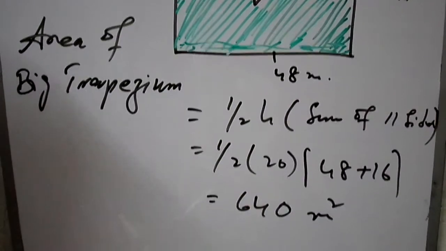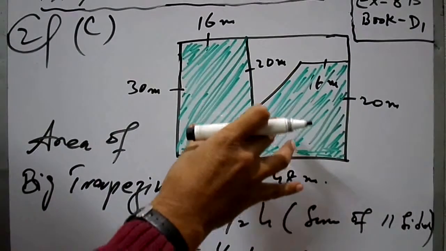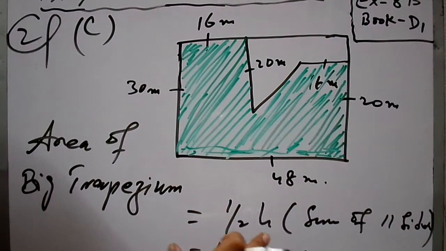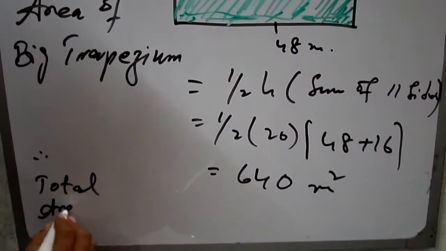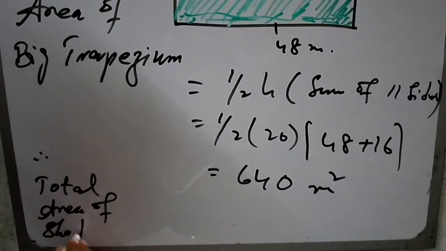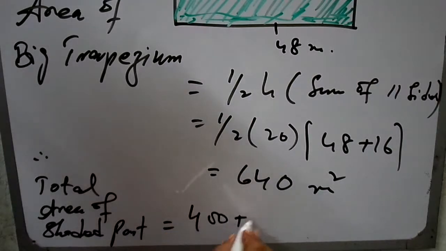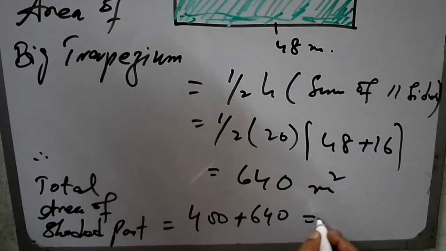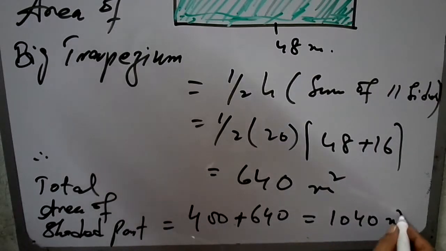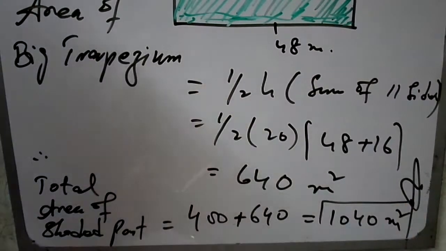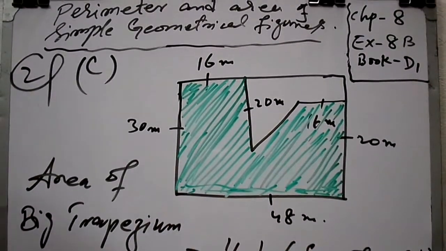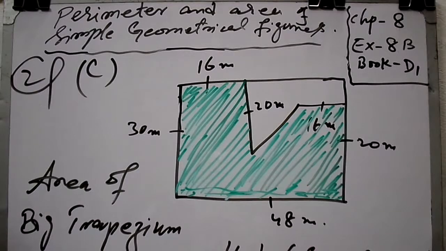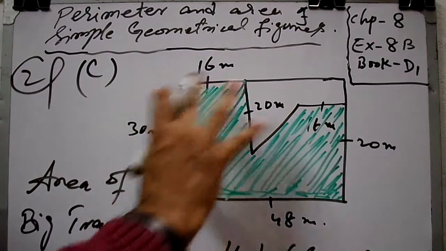So for the area of the shaded portion, you have to sum up, so find the total area of the shaded part. Therefore, total area of the shaded portion is equal to 400 plus 640, which we have just calculated, so that will be equal to 1040 meter square. So that is your result to find the area of the trapezium. 1040 is the shaded part area, as you can see in your figure.